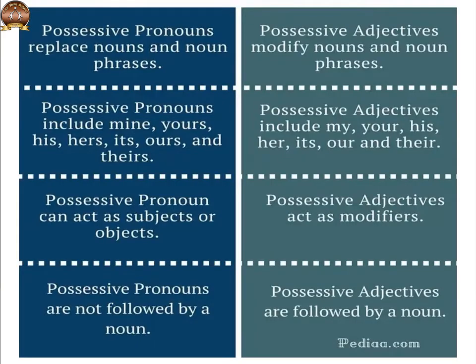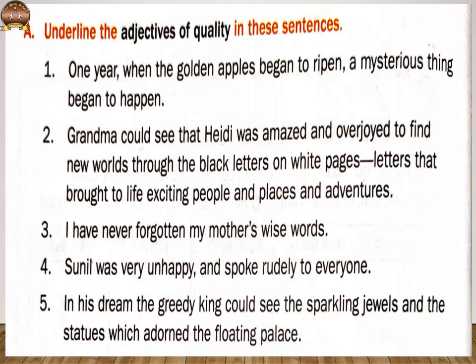Now we have started this already: the difference between possessive pronouns and possessive adjectives. So possessive pronouns replace nouns and noun phrases, and possessive adjectives modify them. Mine, yours, his, hers, these are pronouns, and my, your, his, her, these are adjectives. A possessive pronoun can act as subject and object, but a possessive adjective will always just be a modifier. Possessive pronouns are never followed by a noun, and possessive adjectives are followed by a noun. This is the difference. Now here in this exercise from the book, we will underline the adjective of quality.